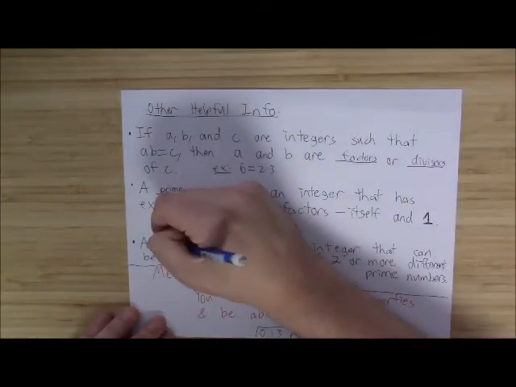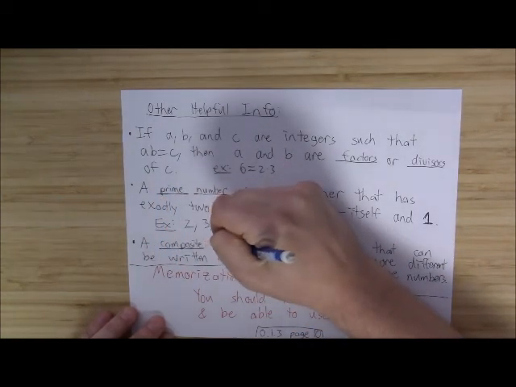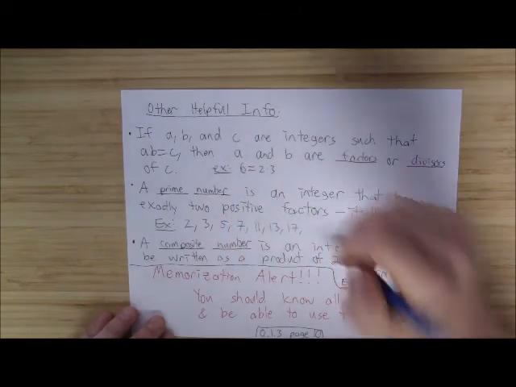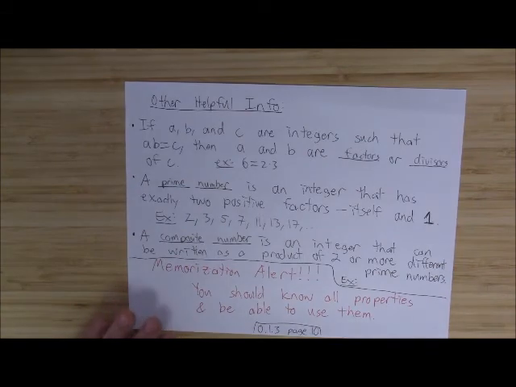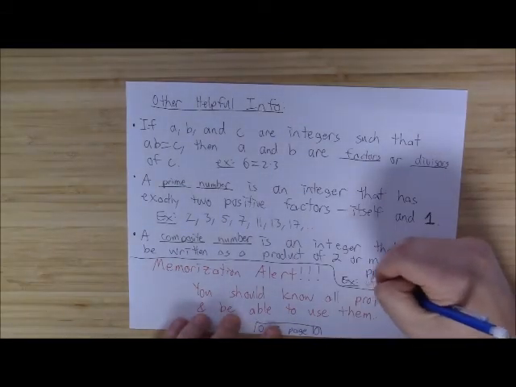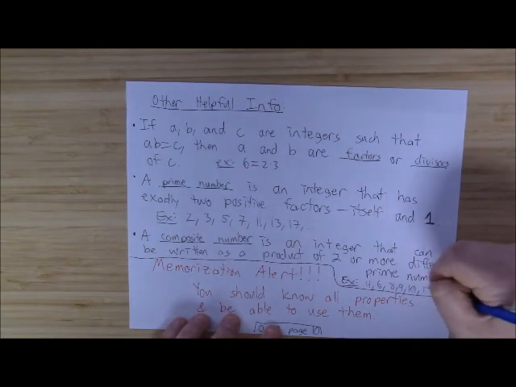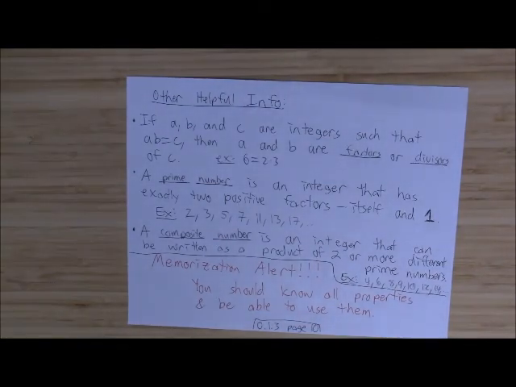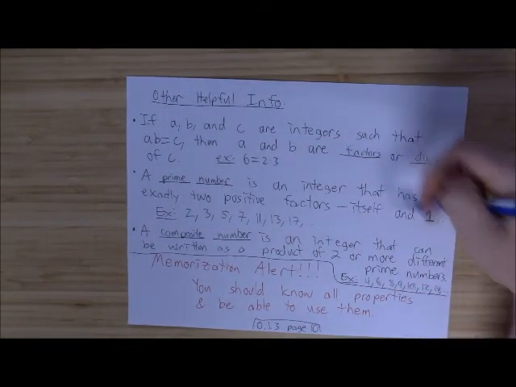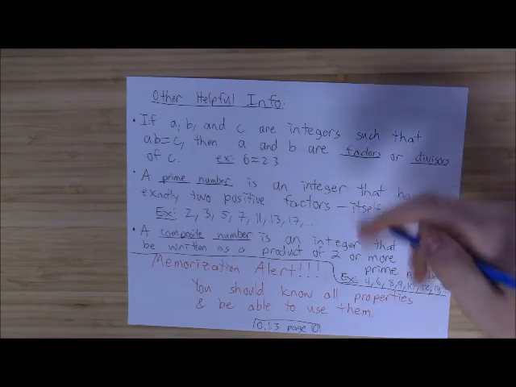We then say a composite number is sort of the opposite of a prime number. So a composite number is an integer that can be written as a product of 2 or more prime numbers. So the composite numbers start with 4, 6, 8, 9, 10, 12, 14, etc. One important thing to note is that 1 is neither prime nor composite, and 0 and negatives don't really count in this classification either.